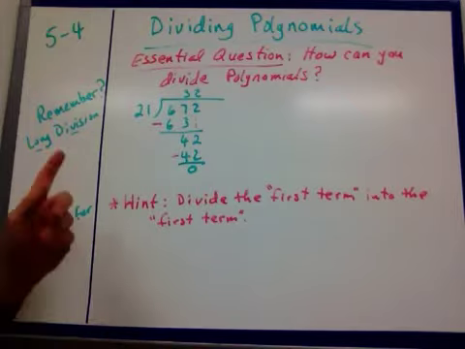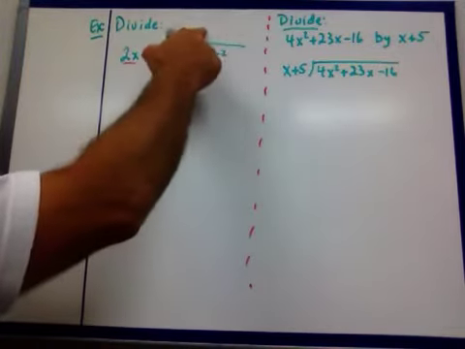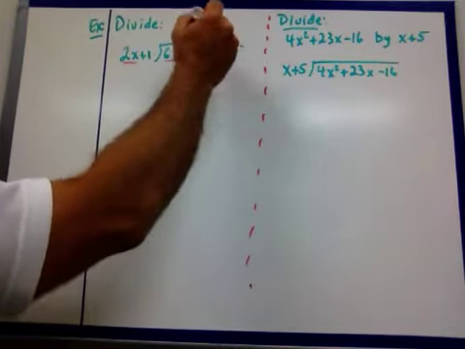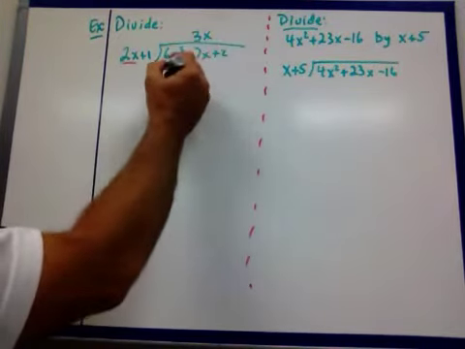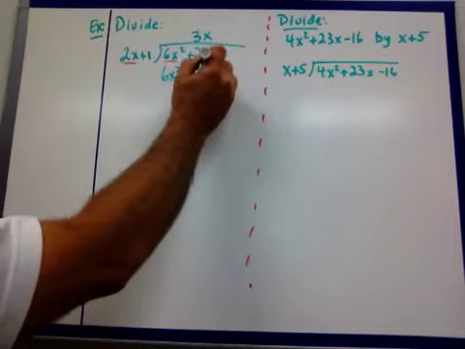Okay. First one, what we want to look at is taking the first term and putting it into the first term. What do I multiply 2x by to get 6x squared? And that's going to be 3x. Right? Okay, so we multiply those two together. So we multiply 3x by 2x and we get 6x squared. Now you also got to multiply it by the 1, so we're going to get a plus 3x.